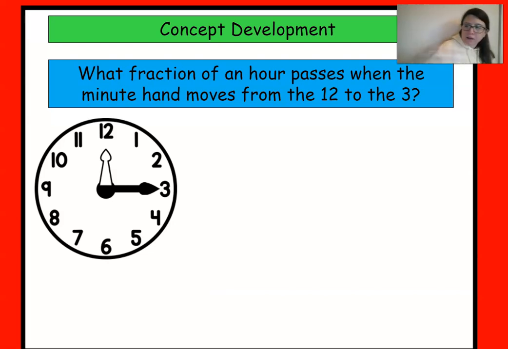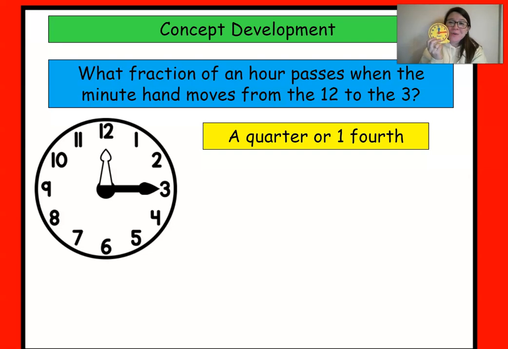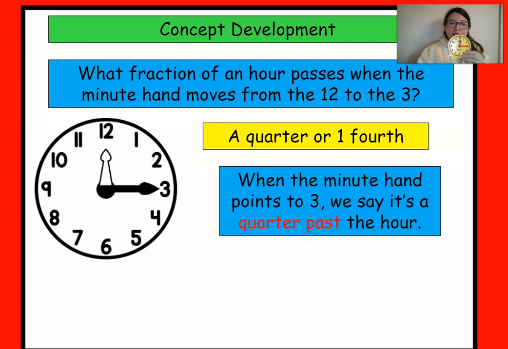I'm going to do this on my clock, but you do it on yours. When the minute hand moves from the 12 to the 3, let me bring this back to 12 o'clock. What fraction of an hour has passed? Very good, a quarter hour. You can see that on your clock with the fold. A quarter hour has passed. When the minute hand points to the 3, we say that it's quarter past the hour.